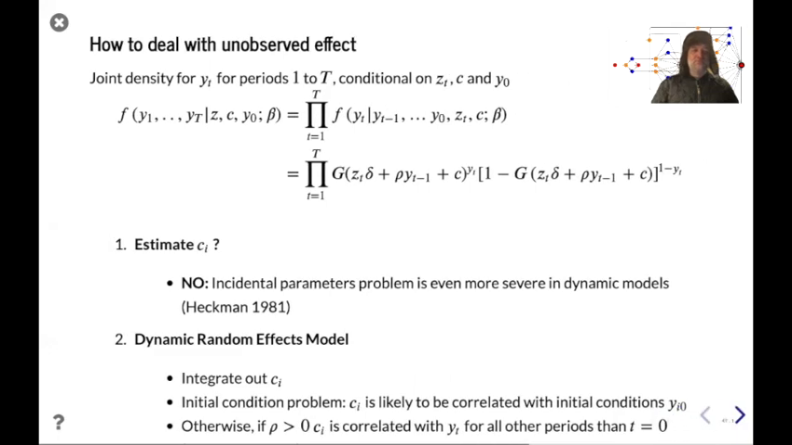Anyway, the next question is, how do we deal with it? We actually already know how to deal with it in static models. We had lots of different opportunities. We could do fixed effects with the logit fixed effects. We could do the random effects approach. We could try to proxy for c. I forgot the whole list, but we could do a random effects approach.